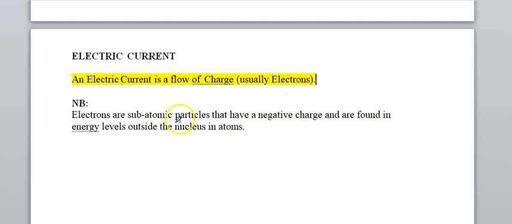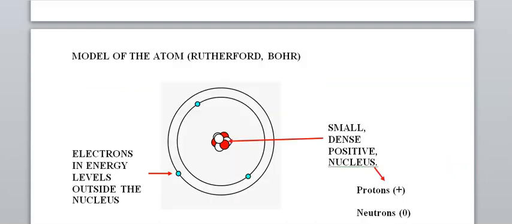Well, we're all familiar with electrons. Electrons are one of the three main subatomic particles. Subatomic means smaller than an atom. And these subatomic particles known as electrons have a negative charge, and we usually find them in energy levels outside the nucleus in atoms. Just to refresh our memory about atoms and our model of the atom, let's have a quick look at our model of the atom. This is what we think atoms look like.